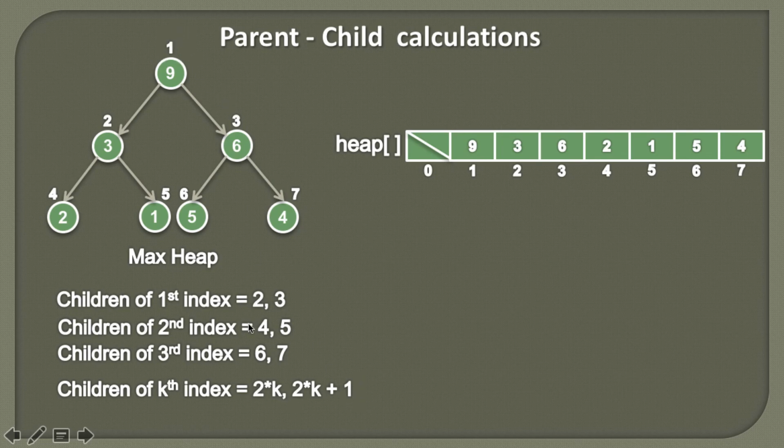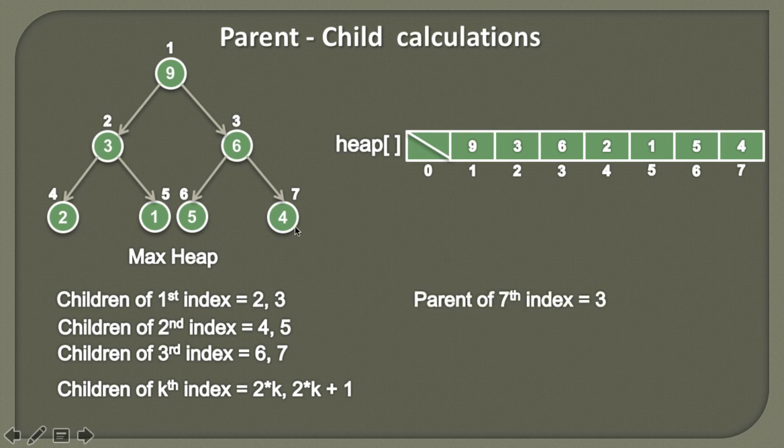So here the children of 1 are 2 into 1 and 2 into 1 plus 1. The children of the second index are 2 into 2, which is 4, and 2 into 2 plus 1, which is 5. The children of the third index are 3 into 2, which is 6, and 3 into 2 plus 1, which is 7. So friends, this is the formula which we use in order to find the children of any particular index. We simply substitute that particular index value here and we get the values of its children. So this was the formula to calculate the children of any particular index.